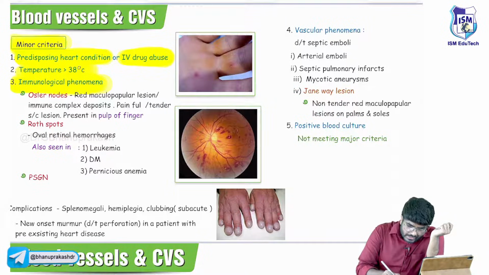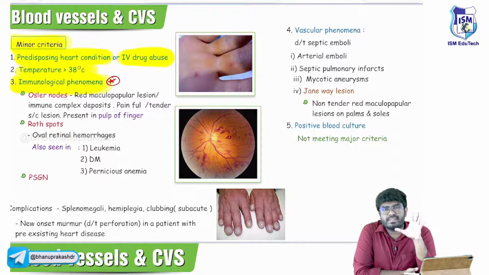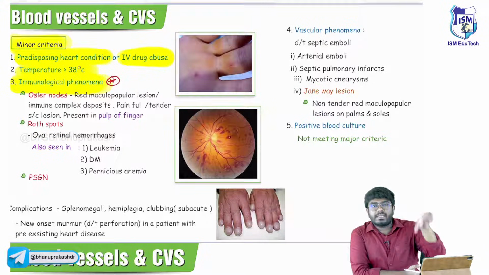So, what exactly are these immunological phenomena? This is very, very important for the exams. This immunological phenomena is because of the production of the antibodies, the antigen antibody complexes. Now, the patient is having severe infections, so the body is going to respond by producing the antibodies. These antigen antibody complexes start to circulate in the blood.